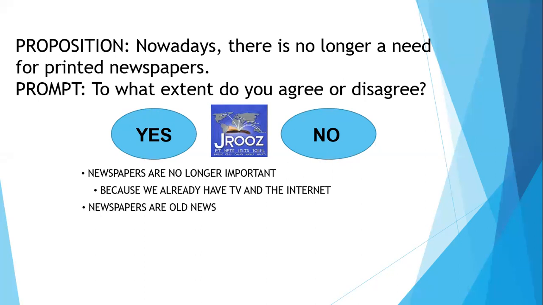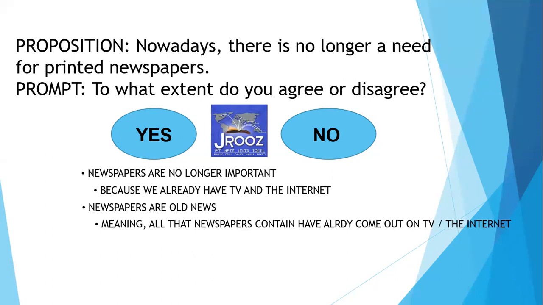There's another argument, guys. Newspapers are old news. And then that's another topic sentence. Pretend that's the second paragraph already. And then of course, after the topic sentence is we call it the supporting argument, guys. Supporting argument. So meaning all that newspapers contain have already come out on TV and the internet. There. So this one, guys, answers the question, what do you mean? That one answers the question, why?